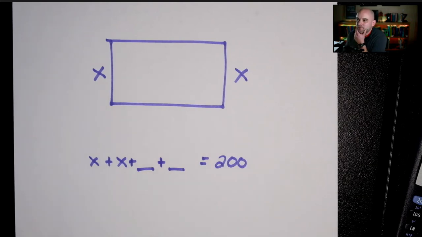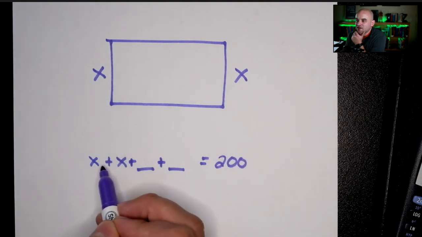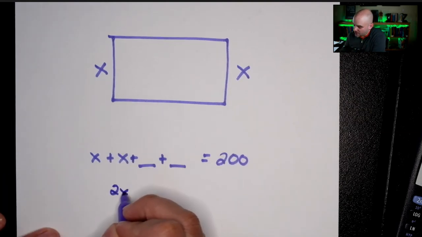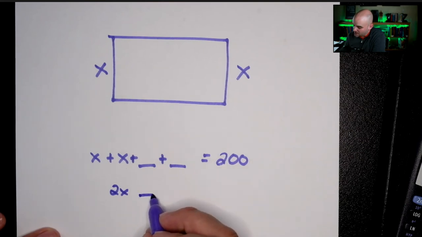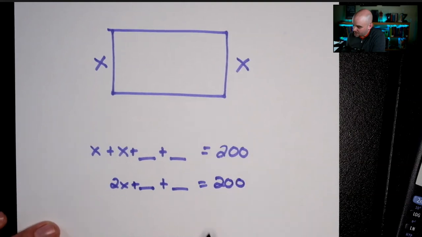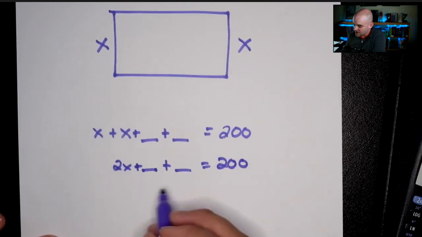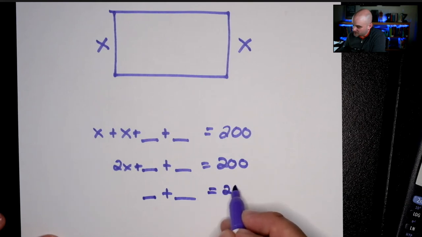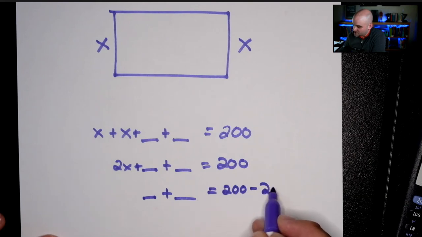Now, a few things about this. I know if I add these two x's up, I get 2x, right? So that plus that equals 200. And I can subtract 2x from both sides. So this plus this equals 200 minus 2x.